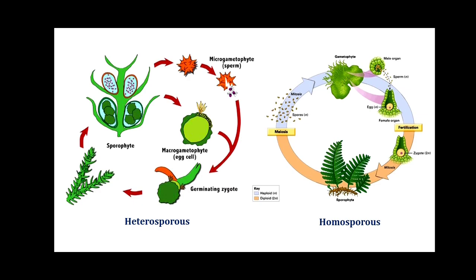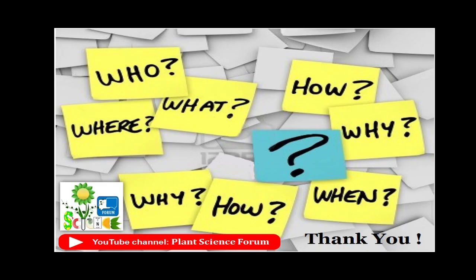In this diagram again you can see the dependence and independence of the gametophyte on the sporophyte. So this is all about heterospory and seed habit. I hope you understood the topic.